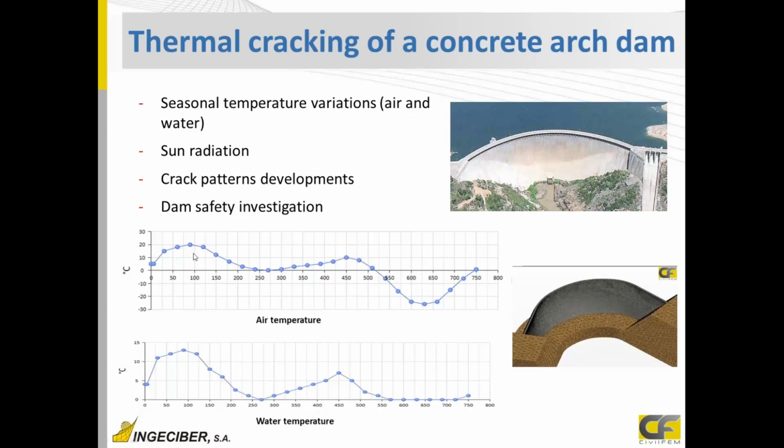You can see that during the summer we have in water temperature about 12 degrees and the air 20 degrees, so it will have a gradient with higher temperature outside. And during the winter, the cold days that reach minus 20, 25 degrees, the gradient is inverse in the other position. So this will generate the dam displacements on top and also the development of crack patterns on the dam, which could be a problem for the dam safety. So this model will be used for the dam safety investigation.